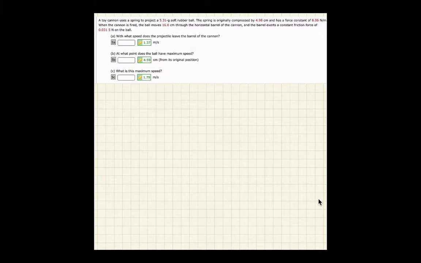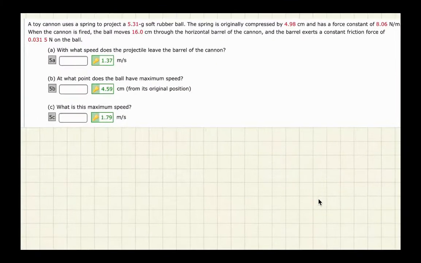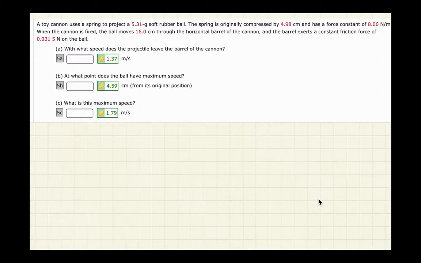Last one. We've got our toy cannon used to project a soft rubber ball. It's compressed a certain amount with a certain spring constant. It moves through a horizontal barrel where there is a frictional force applied. So this one gets really complicated, but I like it. It's a good question. So here are my givens.